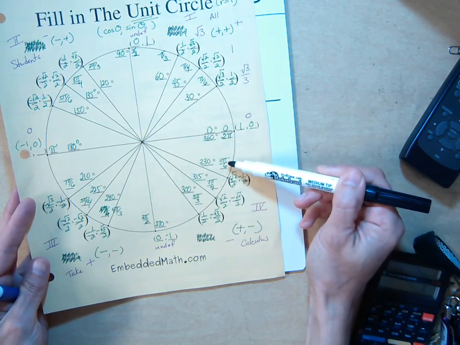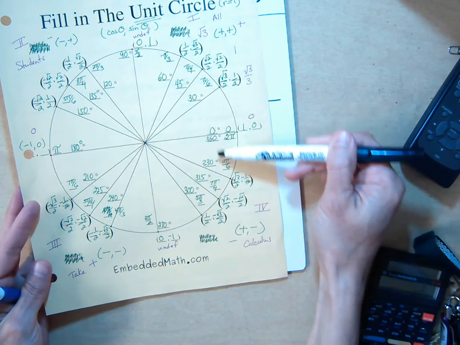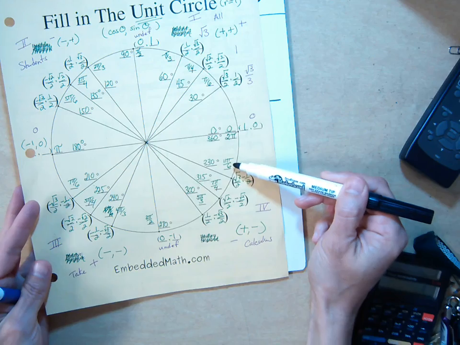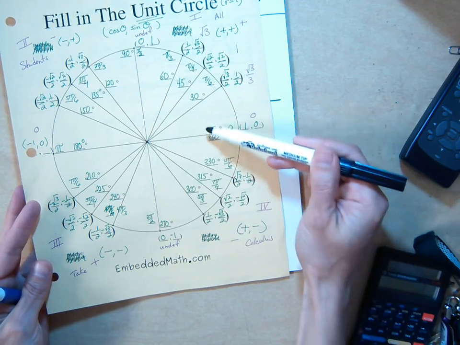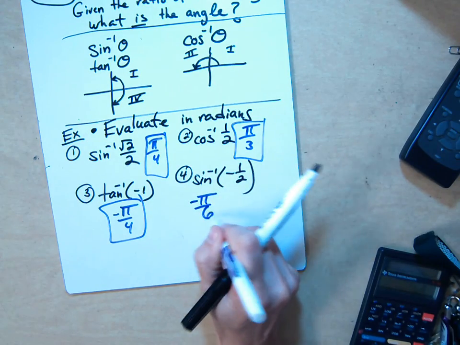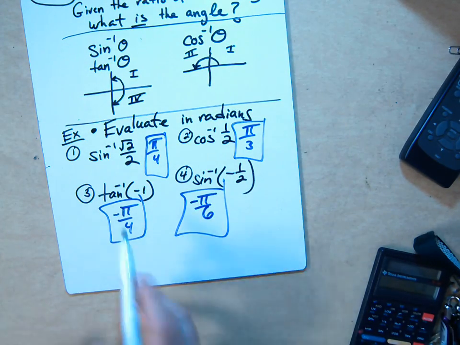You're not going to say 11 pi over 6 because that would involve going into quadrants that we can't go into. So you would just say negative pi over 6. The unit circle says 11 pi over 6, but we're going to say negative pi over 6. And again, until we get to graphing these in the next unit, it will make more sense why. That's all there is to that.